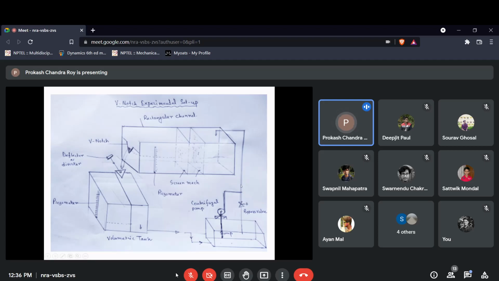But if you partially open it, then what will happen? A certain amount of water will bypass through this bypass valve, so there will be a variation in the discharge through this main channel. By controlling this bypass valve, we can vary the volume flow rate over the channel. Understood? Yes, sir. Okay, so with the bypass valve we will control the flow rate or volume flow rate.